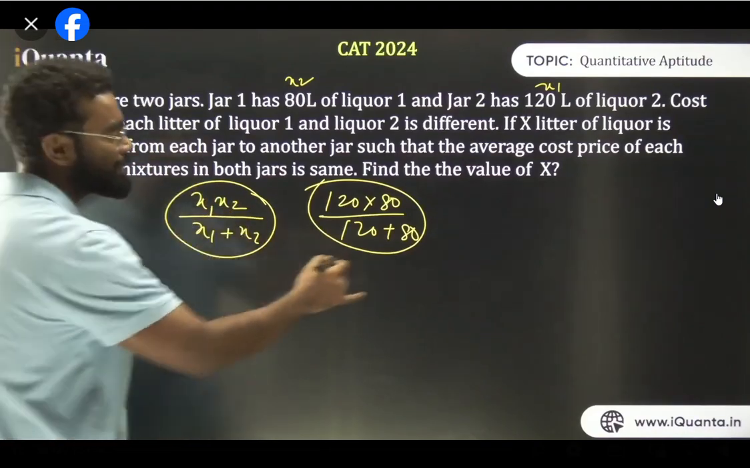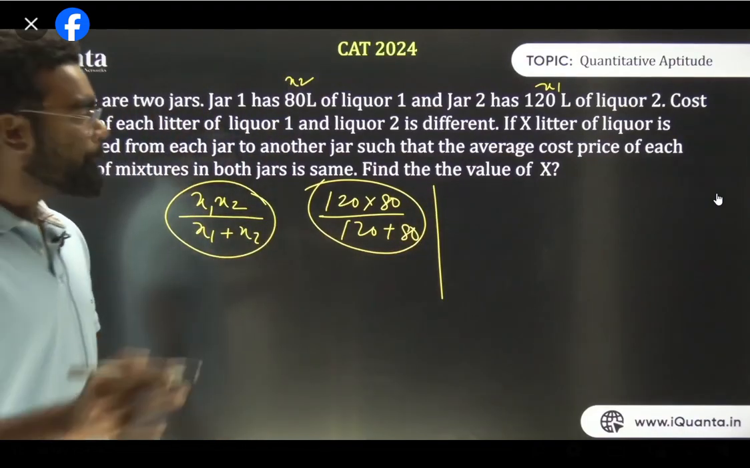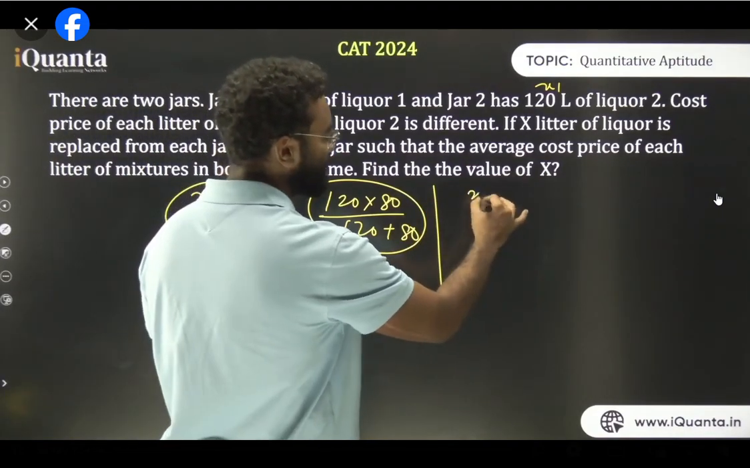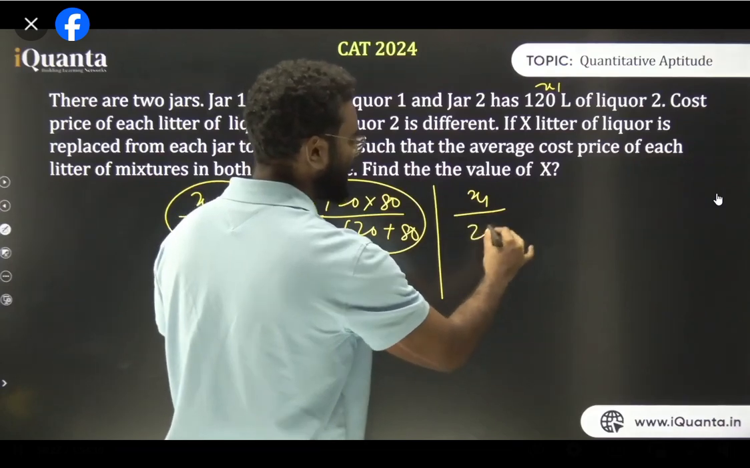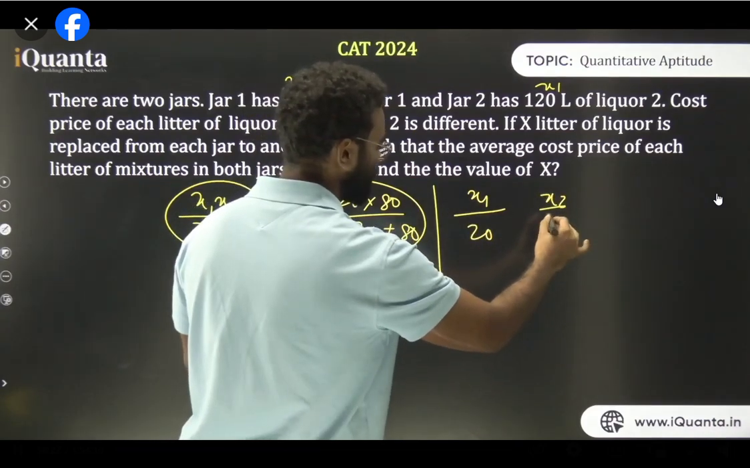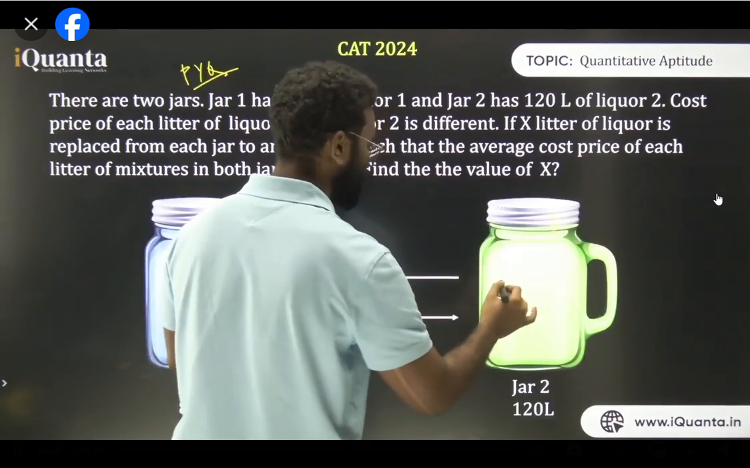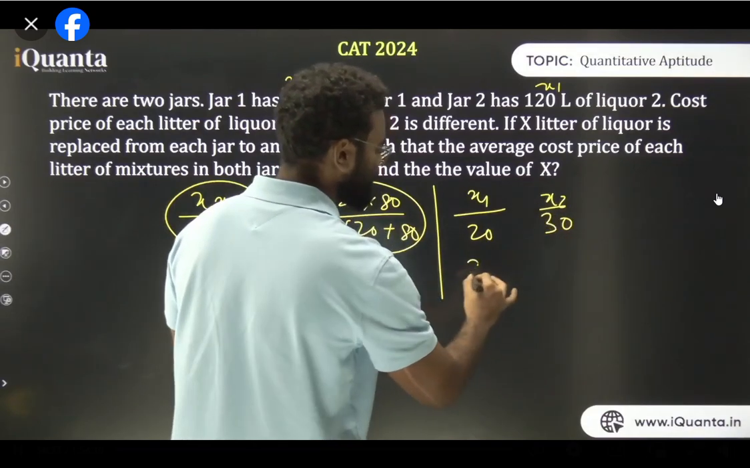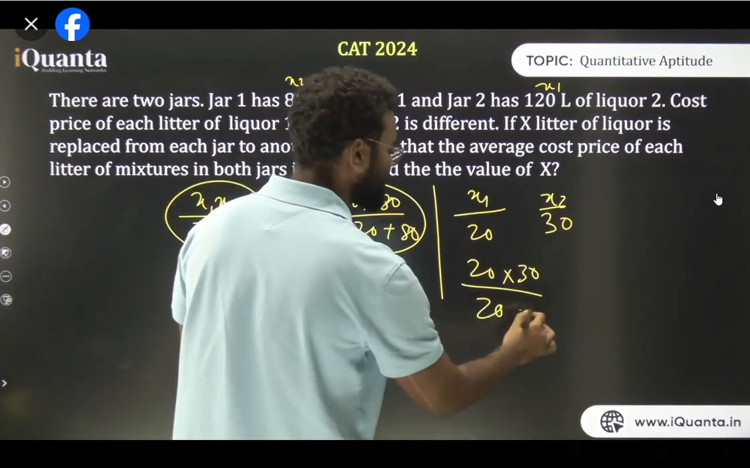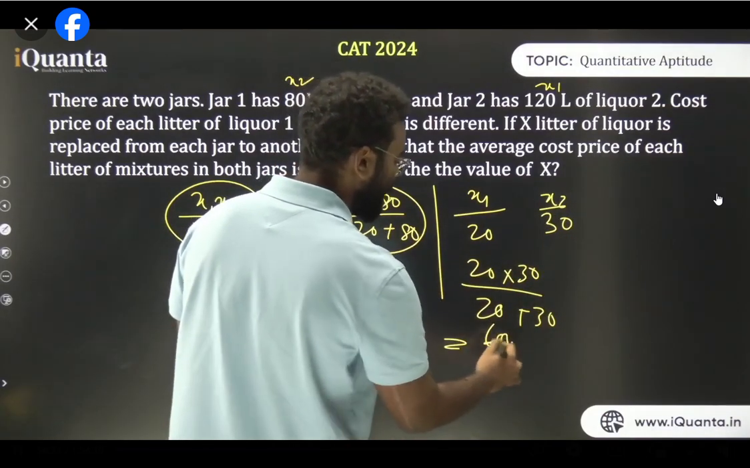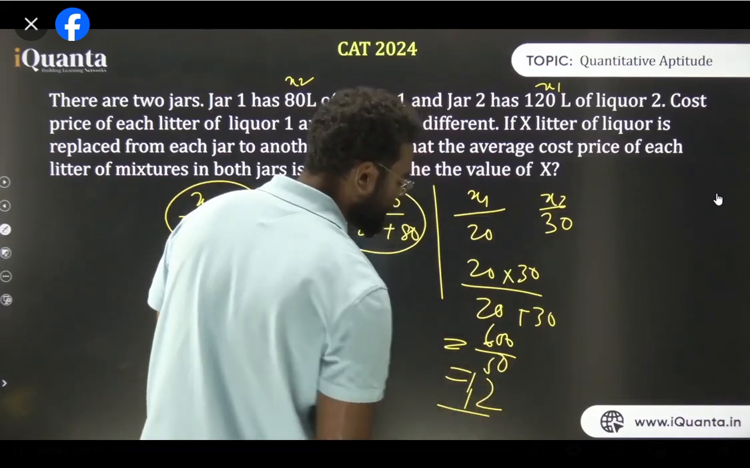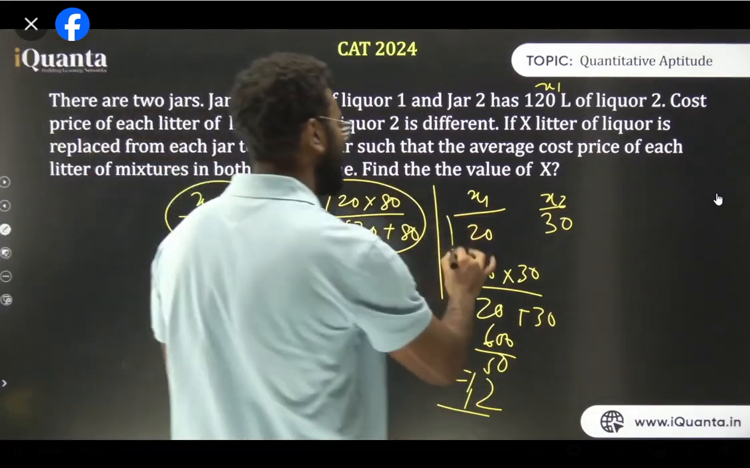So let's think about it this way. If you don't want to use the shortcut, use the block method, that's fine. But for those who want to use the shortcut, let me give another example. Let's say x1 is 20 and x2 is 30. What is your answer? 20 into 30 upon 20 plus 30. As simple as that: 600 upon 50. So your answer is 12. And actually, in the CAT question, the values are 20 and 30 only.